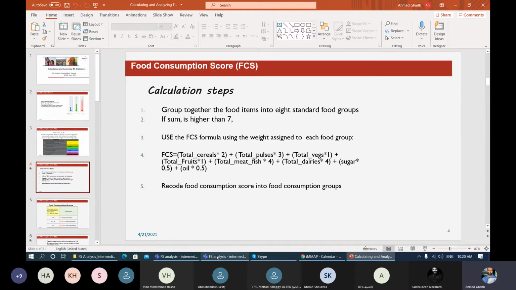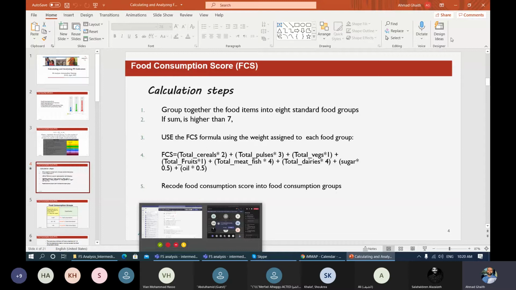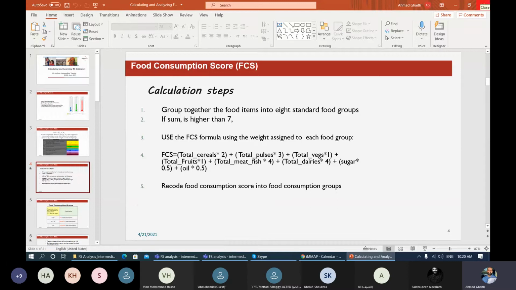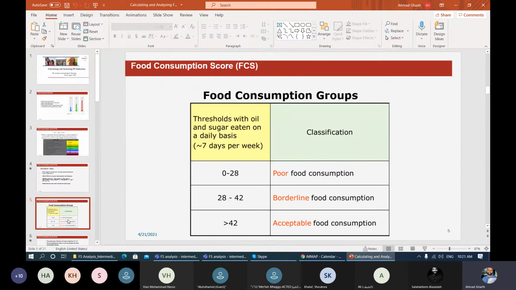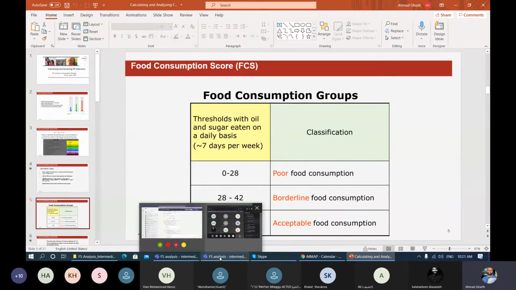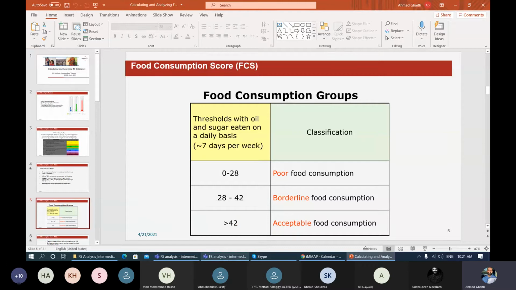And this will yield a score that we can then scale into groups where we have cutoff points based on what we think a baseline food consumption should be for a family in the region that we're in. I don't know how much you guys discussed in the first session about the difference in cutoffs between different regions in the world.